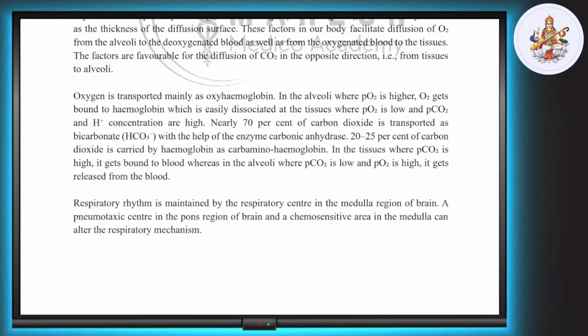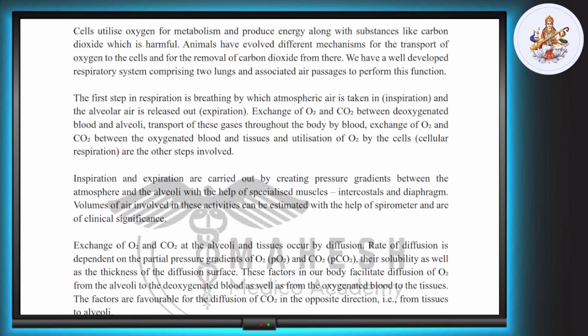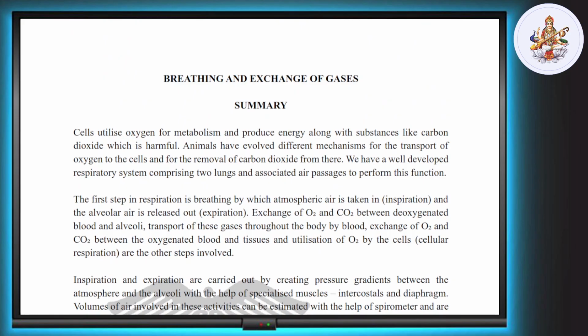Let's summarize this in simple terms. The respiratory system helps us inhale oxygen, exchange gases, transport them through blood, and exhale carbon dioxide. Oxygen is mainly carried by hemoglobin, and carbon dioxide is mostly carried as bicarbonate. The entire rhythm is controlled by the brain, which makes sure we breathe smoothly, even while we're asleep.